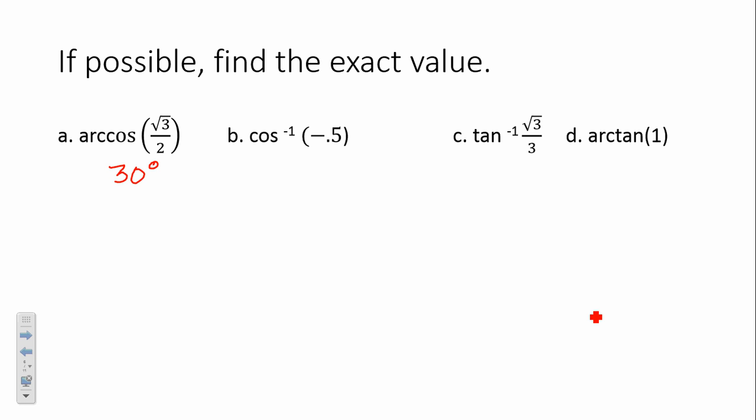And if we want that in radians, we would say pi over 6. Anything over 6 is going to be a 30-degree angle in some quadrant.